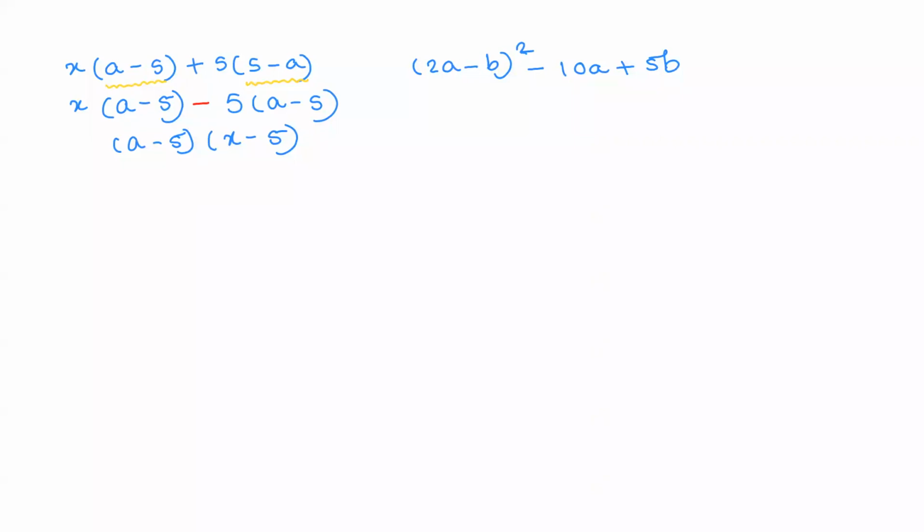So see, I'll tell you what we're going to do. We're not going to expand it, and never make the mistake of expanding during the factorization. Keep the first term as it is, 2a minus b the whole square. Keep it as it is, no problem with that. But in the remaining two terms, minus 10a plus 5b, I'm sure you can find a way to take out something common. So tell me, what common can we take out from the back? We can take out minus 5 common. I hope you will agree to this.